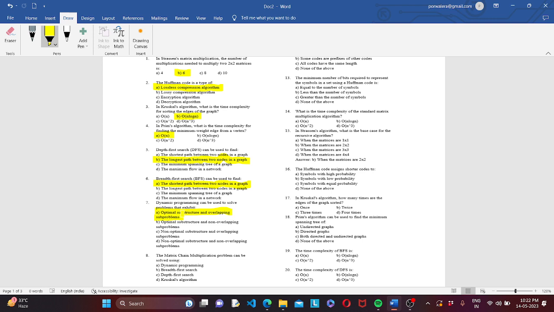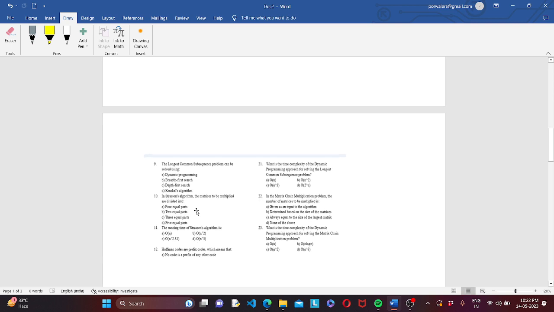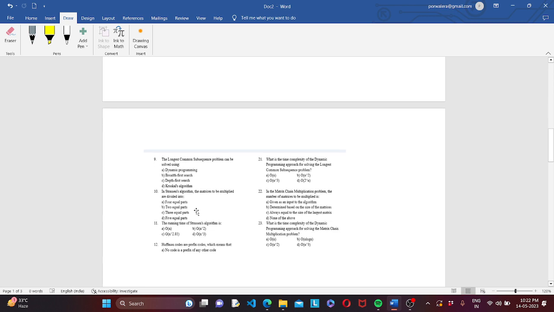Now question number 8 is the matrix chain multiplication problem can be solved using. So the matrix chain multiplication problem can be solved using dynamic programming. So here option A for question number 8, which is dynamic programming. Now question number 9, the longest common subsequence problem can be solved using. So the longest common subsequence problem can be solved using the same, which is option A, dynamic programming.